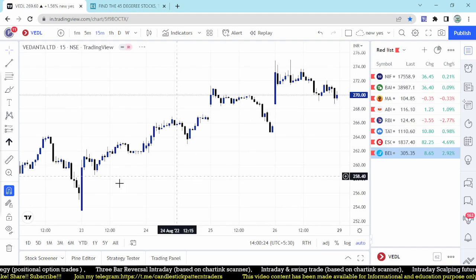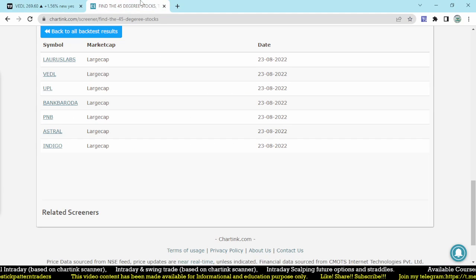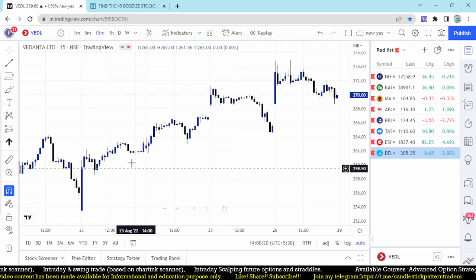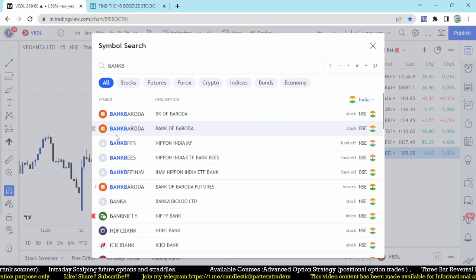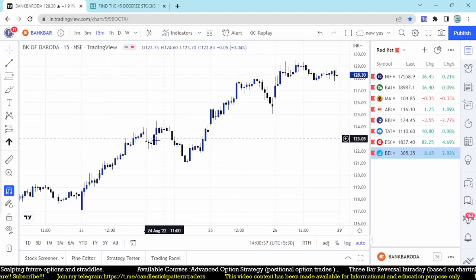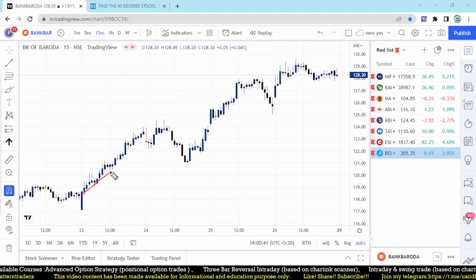So VEDL on 23rd keeps on going higher. And some other stocks like Indigo, Bank of Baroda, that's all on 23rd. This is the 23rd. Can you look at this? Great move.